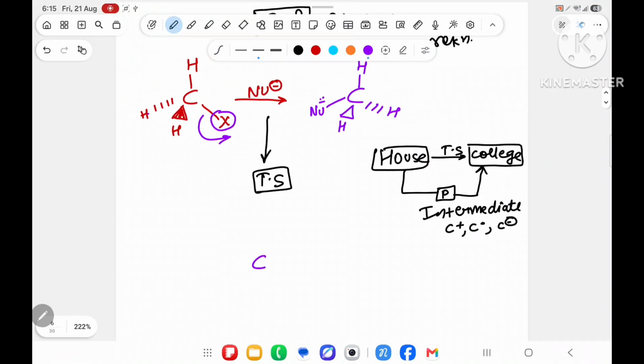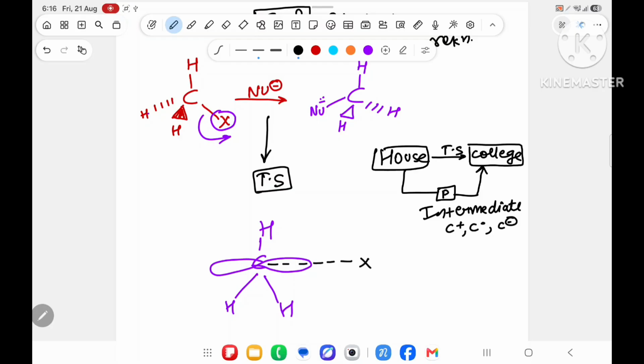In the transition state, what happened? Carbon has 3 hydrogens. Check 1, 2, 3 hydrogens. So what will it do? The 3 hydrogens will be like this, like this, like this. Now in this situation, there is a p orbital. From this side, X is leaving and the nucleophile is attacking. Everything happens in only one step. Don't get confused, it is not a big deal.